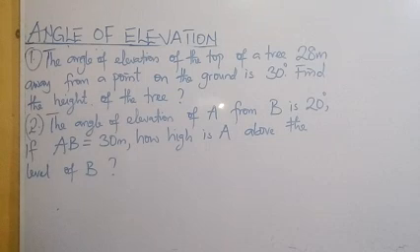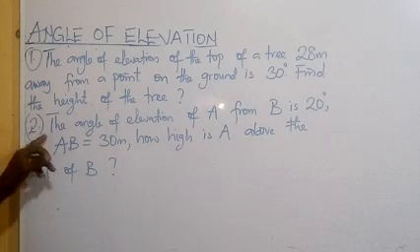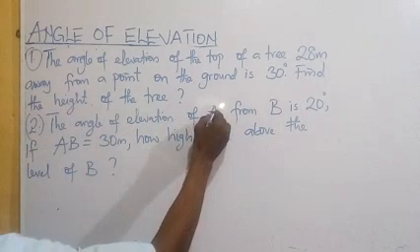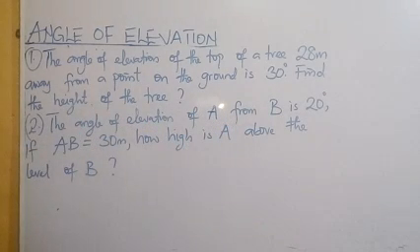Now look at the second question. The angle of elevation of A from B is 20 degrees. If the length AB equals 30 meters, how high is A above the level of B?